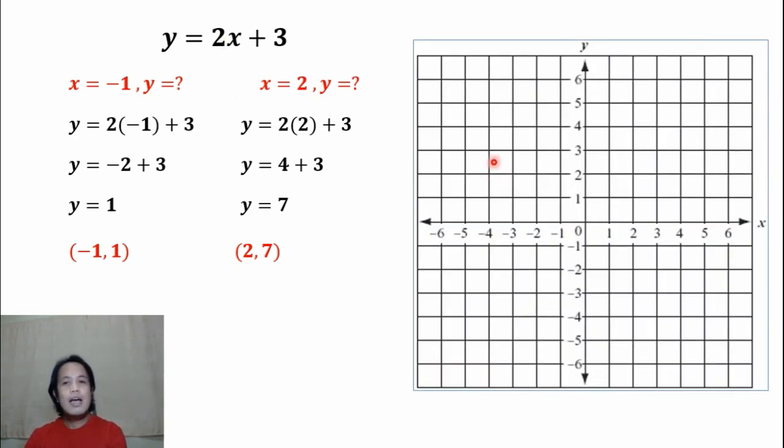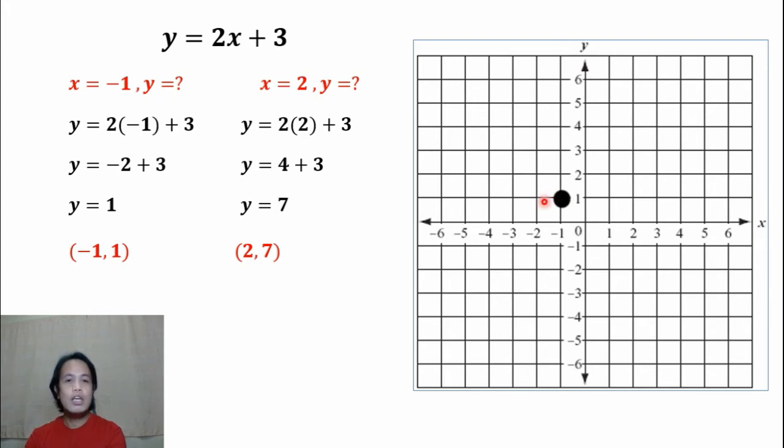So if this is our Cartesian plane, we will plot the first ordered pair which is -1 and 1. So how do we plot -1 and 1? Of course, we locate first our x which is -1 and our y is +1. So therefore, this is our first point.